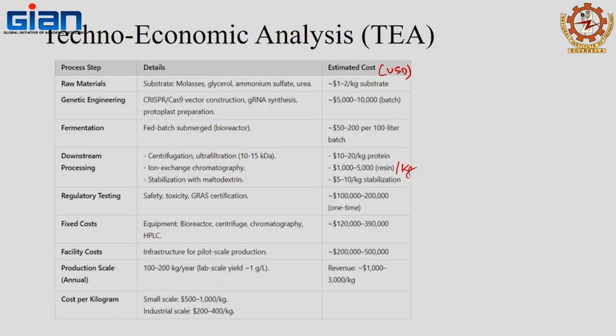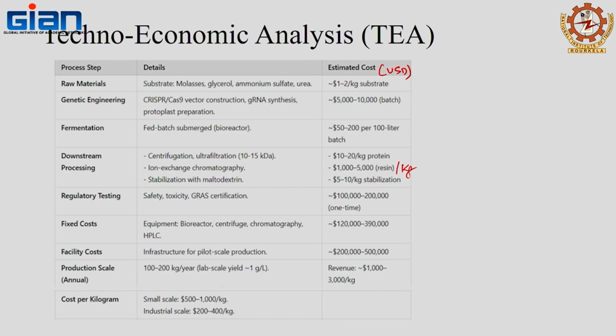For small scale, it is almost 500 to 1000 US dollars per kilogram, whereas in case of industrial scale we can reduce it because most of the cost can be cut down when producing in a larger amount, so almost 200 to 400 dollars per kilogram. That's the expected cost. We cannot exactly say that it will be the cost, as it will vary with respect to other conditions.